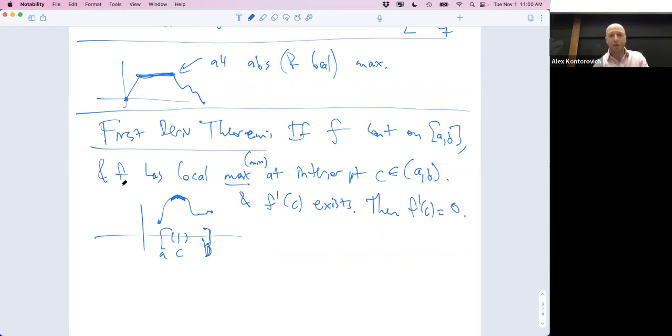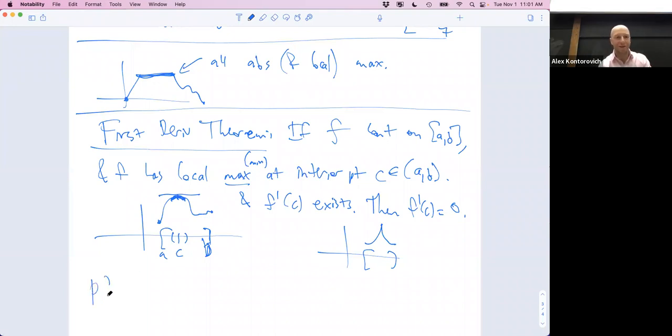Okay, so if the derivative exists at that point, then the derivative has to be 0. Now the derivative doesn't have to exist. The function could be continuous, and it could have something like this, where the derivative doesn't exist. Then I have nothing to say, because we're assuming that the derivative does exist. If the derivative exists, we want to prove that the derivative must actually be 0.